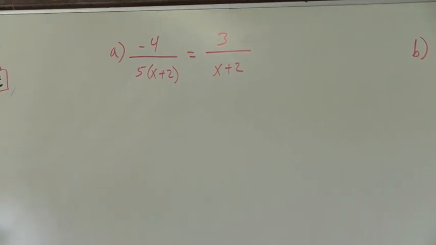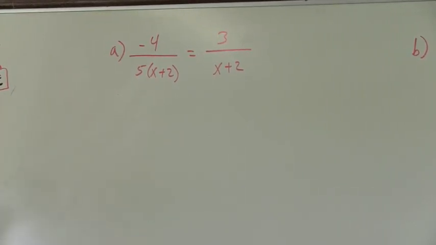Alright, 9-6, solving rational equations. Example 1. The first thing we want to do is make sure everything's factored. In this case, everything is factored.